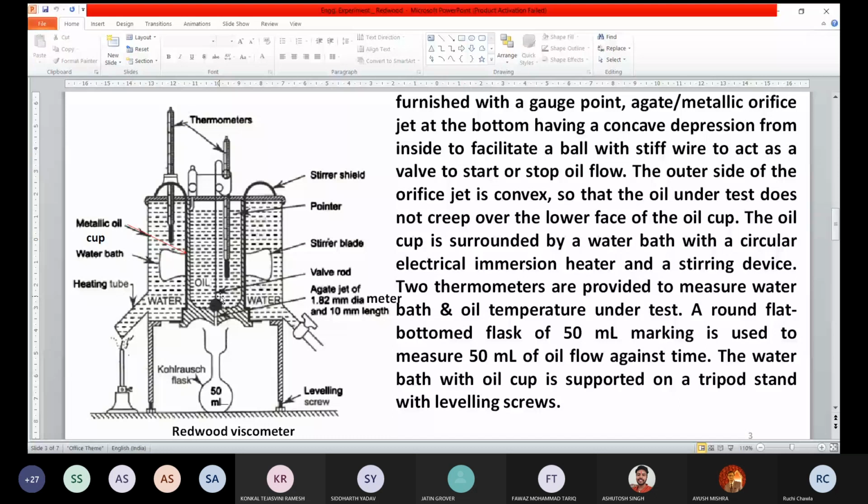If you remove this metallic ball, it is connected to a rod. So whenever you lift it, what will happen? The oil will start flowing, and when you place it back, the flow will stop.